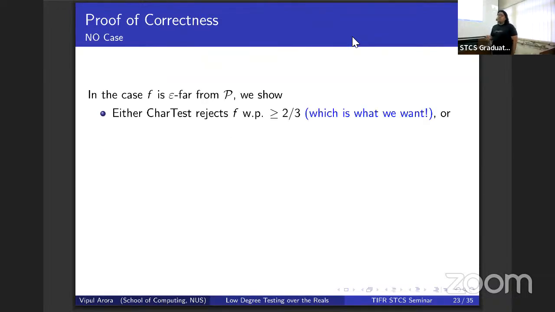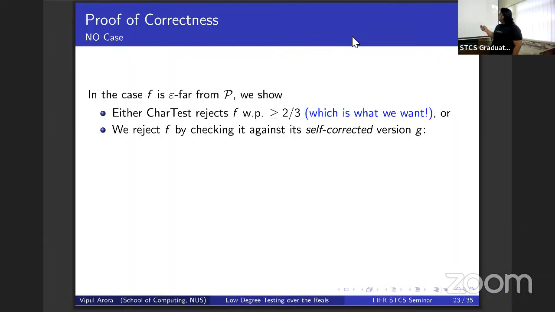In the no case, when f is epsilon far from the property P, you want to show either the characterization test itself would reject f with high enough probability, with probability at least 2/3, which if it happens, we are very happy because we have rejected f, which is what we want. But if that does not happen, the second part of the tester kicks in, the distance estimation subroutine, which we claim will reject f by checking it against its self-corrected version g.